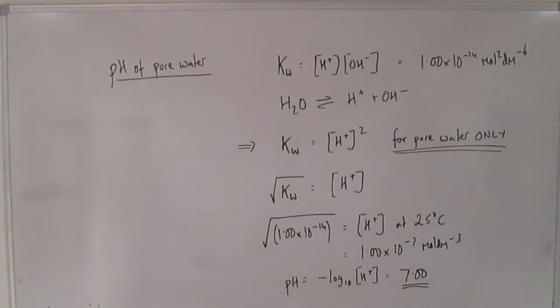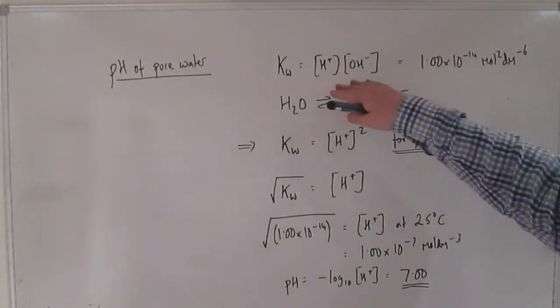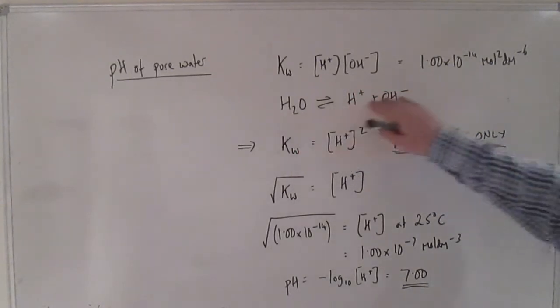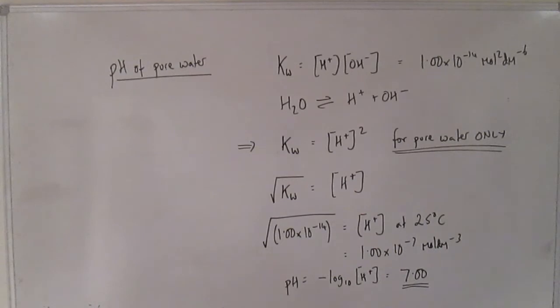So what you find is if you go up to high temperature, the equilibrium shifts to the right. You get more ionization at higher temperature, so the concentrations of these things increase, and that means that Kw gets bigger, and that means that the pH gets smaller.